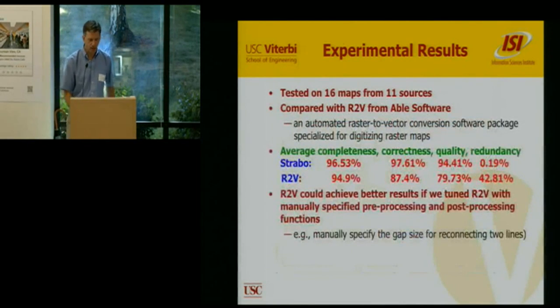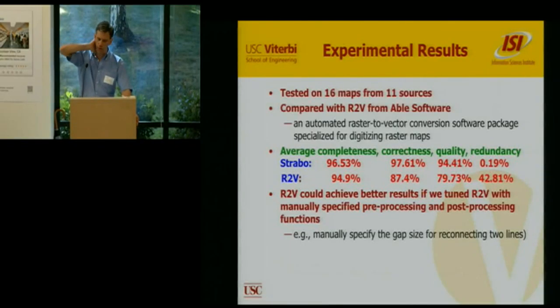If we look at results, I don't really have time to go into the details here, but just to give you a sense, we tested this on 16 maps from 11 different sources, and we compared it to a commercial tool called R2V, which is probably one of the better commercial products for doing this, an automated raster to vector conversion software. In terms of completeness, correctness, and quality, which are measures of the correctly extracted road data relative to the false positives and true positives, you can see that across the board, our system, which we call Strabo, did better than R2V.